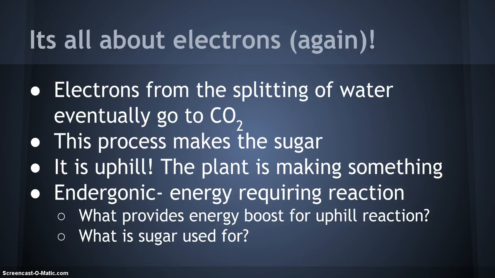And what type of energy do you think we're going to use? If you said ATP, you would be correct. So what provides the energy boost for the uphill reaction? That energy boost is going to come from our ATP. And what is the sugar used for? The sugar can be used for all types of things. It can be stored as starch. Remember, that's a polysaccharide within the plant. It can be used to make the cellulose cell wall, or even just for energy.